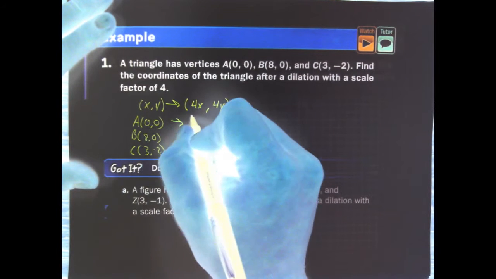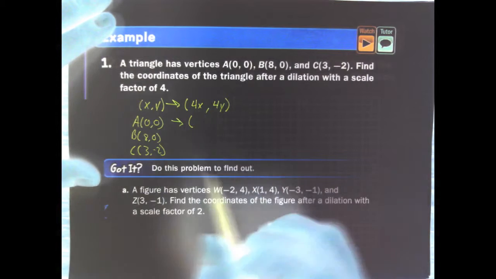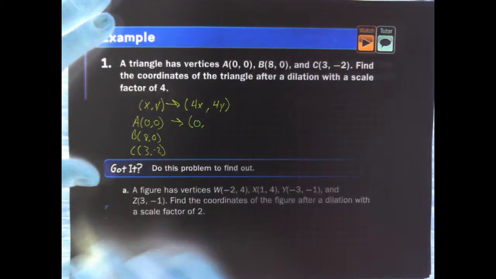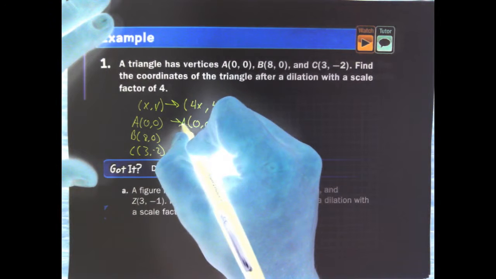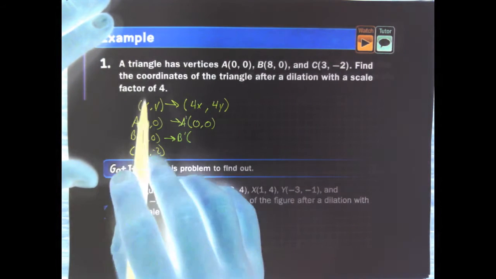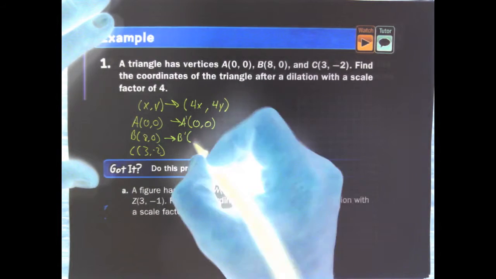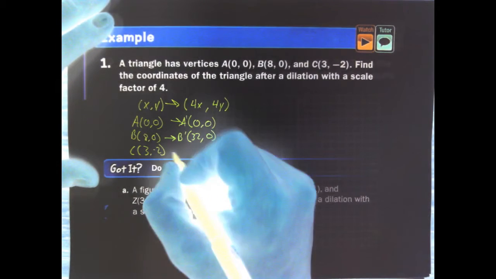So now when I multiply those, here's my x coordinate. What do I do to it? I multiply it by 4. Well, 0 times 4 is 0. And 0 times 4 is 0. And I forgot to label this one. It would be A prime. Now, B prime. Here's my x-coordinate, 8. Now 4 times 8 is going to be 32. 0 times 4 is 0.